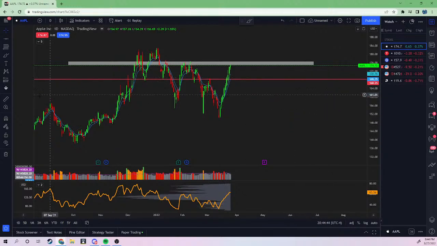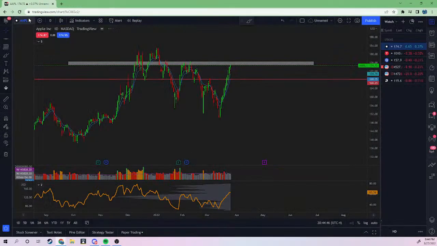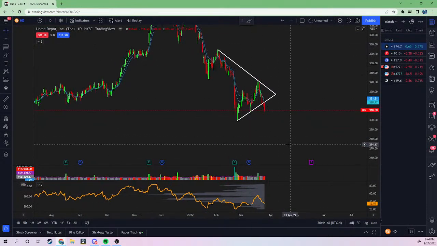Can we still short HD to that gap? Let's see. HD, we called this last time on our YouTube live. You guys can see exactly what happened. Broke its uptrend, just completely tanked. And I personally did catch the move.